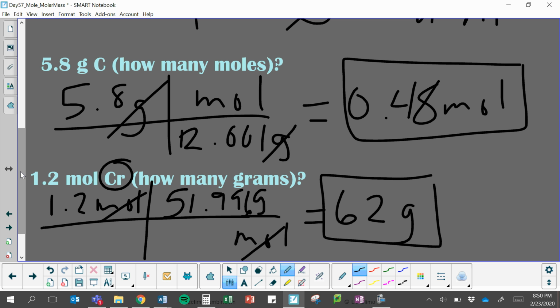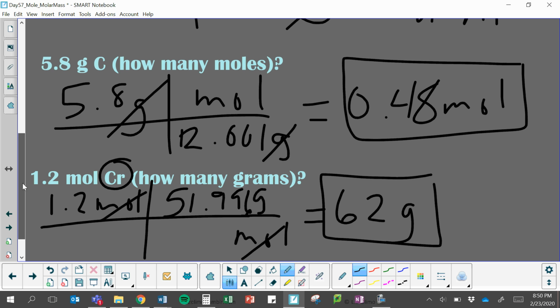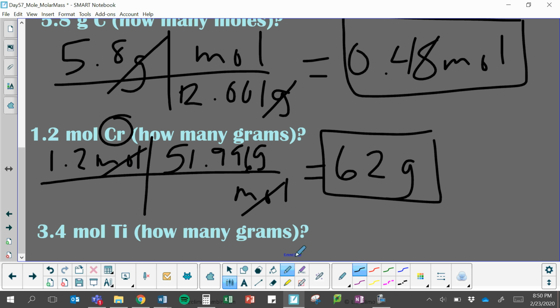So every time that you're given moles, you're going to be multiplying, and every time you're given grams, you're going to be dividing, but it's really easy to get that confused and mixed up. So you can always just set it up and see how the units are going to cancel. So you can try this next one on your own.